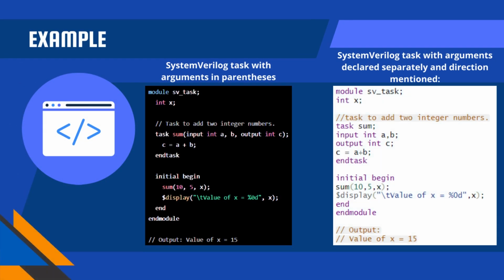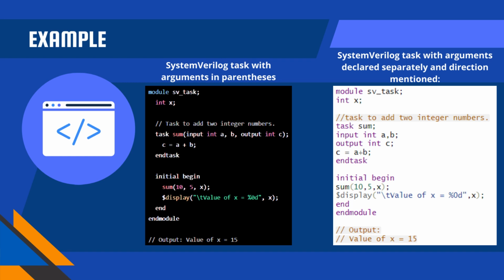Now, let's take a look at some examples of SystemVerilog tasks. First, let's see an example of a SystemVerilog task with arguments in parentheses. In this example, we have defined a task named sum that takes two input arguments A and B and one output argument C. Within the task, we have added the two input arguments and assigned them to the output argument.